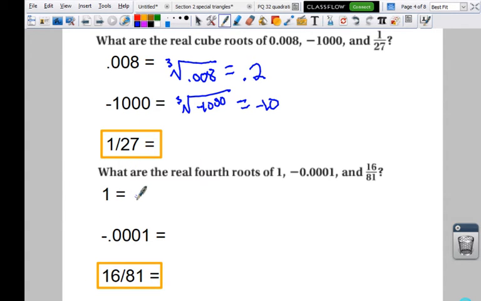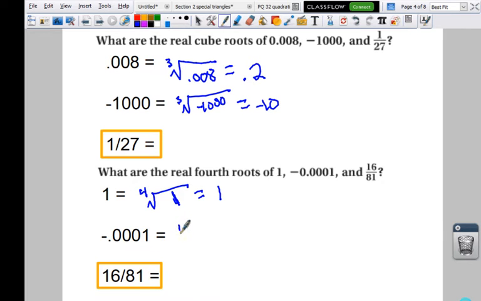Alright, my next one, I'm going to find the fourth root of 1. So my index, the number on the outside, is 4. I'm going to do the fourth root of 1. I'll go back to Desmos. It is going to be 1. You can probably do that one in your head. Well, I just want to type it in so everybody can see. Yeah, fourth root of 1 is 1. That was kind of lame.